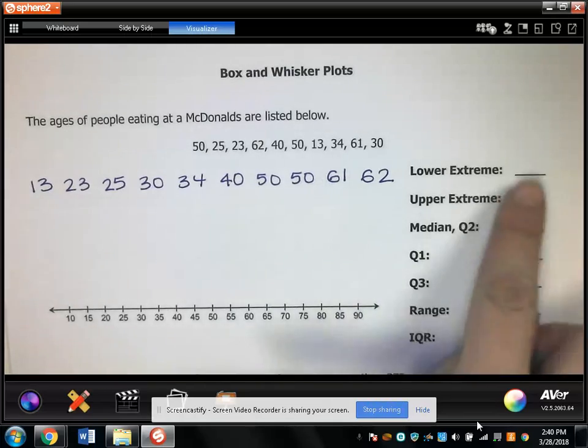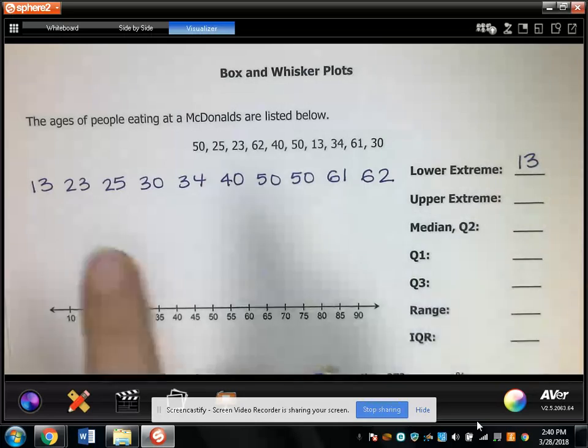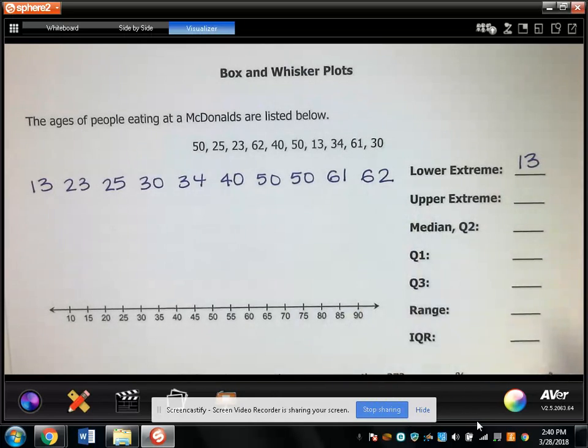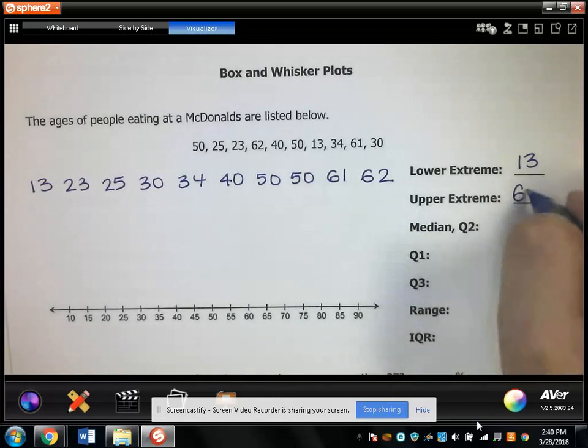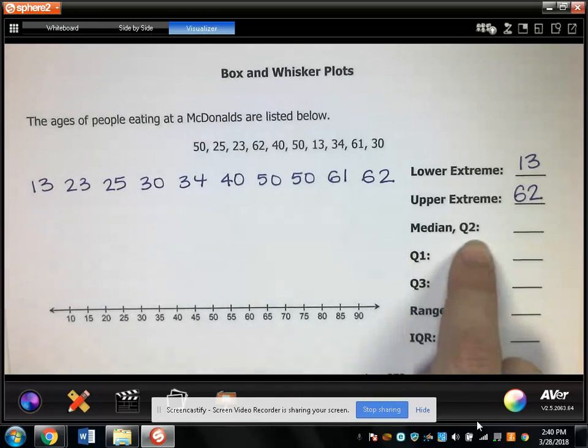The lower extreme is the lowest data value you have. In my case, it's 13. The upper extreme is the largest data value you have. In my case, it's 62. Then you find the median, which is called Q2.